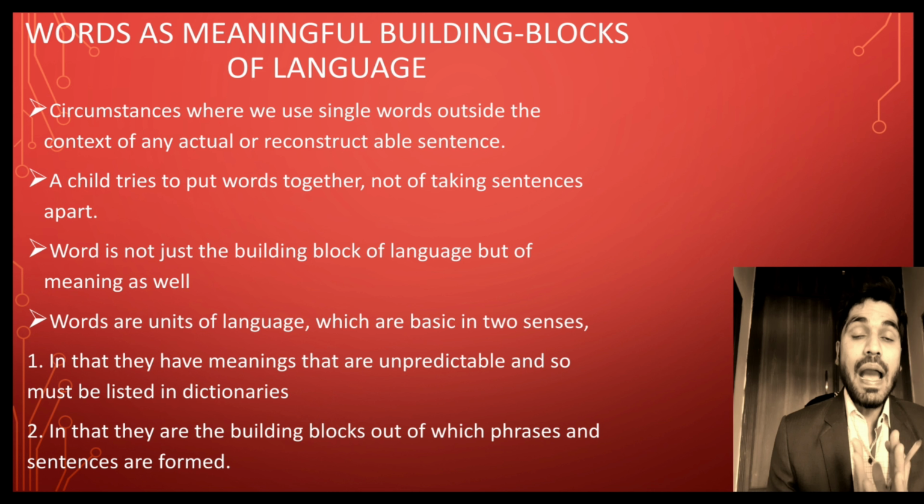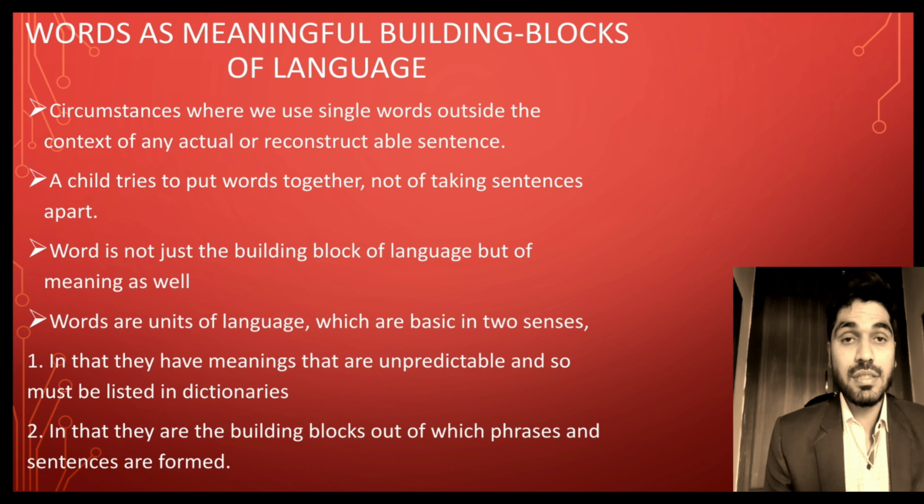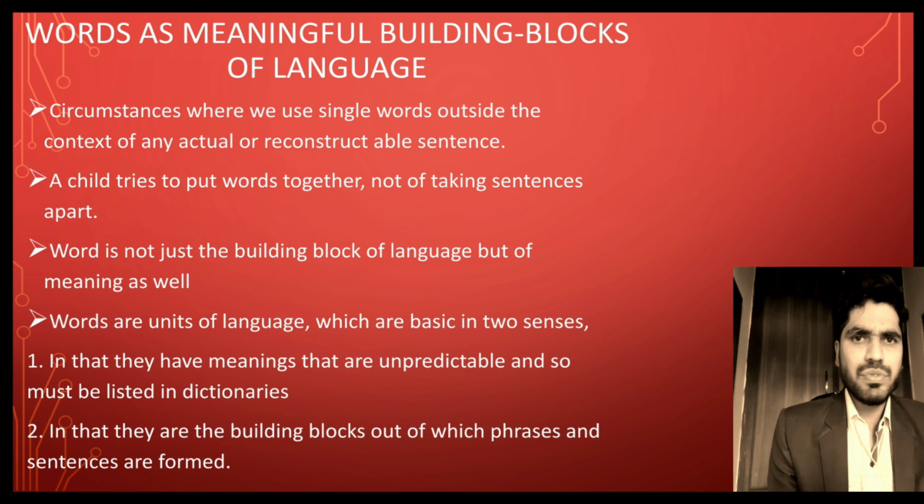अब हम वर्ड की स्पेसिफिकेशन की तरफ जाते हैं कि वर्ड्स क्या फंक्शन प्रोड्यूस करते हैं, किस तरीके से अपनी वैल्यू डेवलप करते हैं. सो नंबर वन, in that they have meanings that are unpredictable and so must be listed in dictionaries. There are so many words I do not know. So what do I have to do? I have to go to dictionaries to get to know their true meanings. So पहला वर्ड का ये है कि वर्ड्स जो होते हैं वो अनप्रिडिक्टेबल मीनिंग्स रखते हैं.